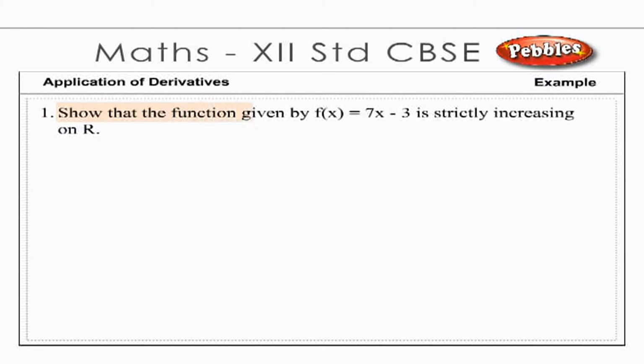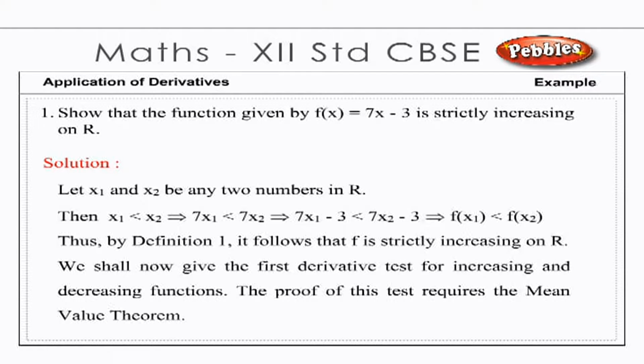Show that the function given by f of x is equal to 7x minus 3 is strictly increasing on R. Solution. Let x1 and x2 be any two numbers in R. Then x1 is less than x2 implies 7x1 is less than 7x2 implies 7x1 minus 3 is less than 7x2 minus 3, which implies f of x1 is less than f of x2. Thus, by definition 1, it follows that f is strictly increasing on R.